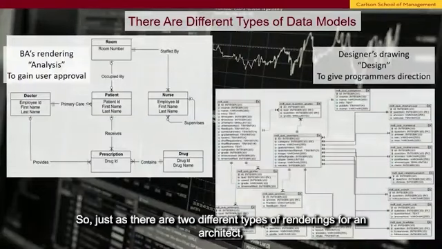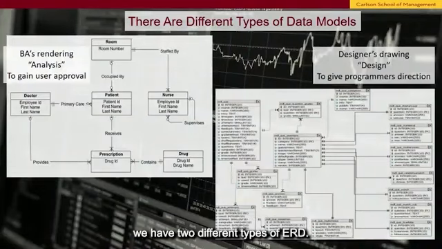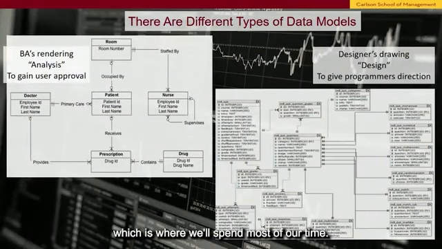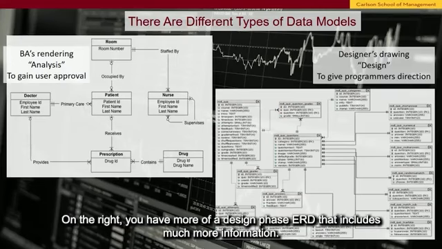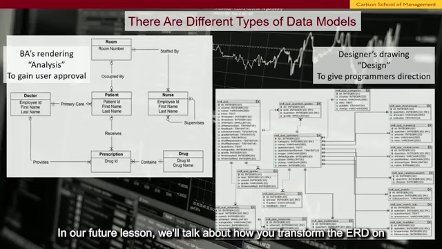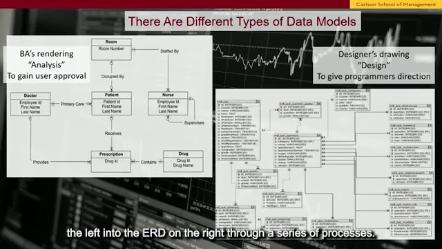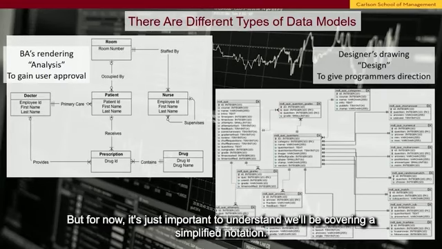So just as there are two different types of renderings for an architect, we have two different types of ERD. On the left, you have the analysis phase ERD, which is where we'll spend most of our time. On the right, you have more of a design phase ERD that includes much more information. In a future lesson, we'll talk about how you transform the ERD on the left into the ERD on the right through a series of processes. But for now, it's just important to understand we'll be covering a simplified notation.